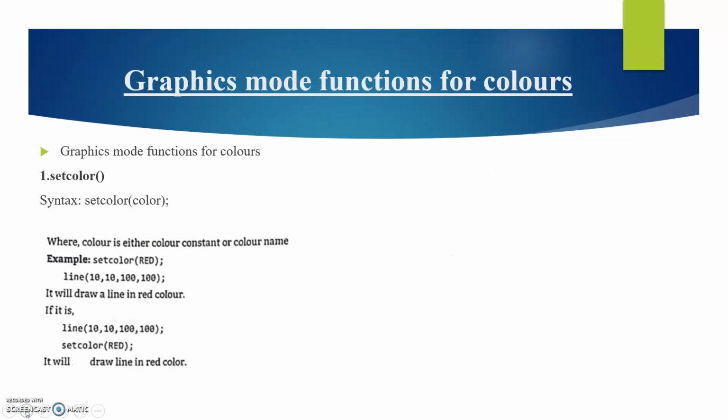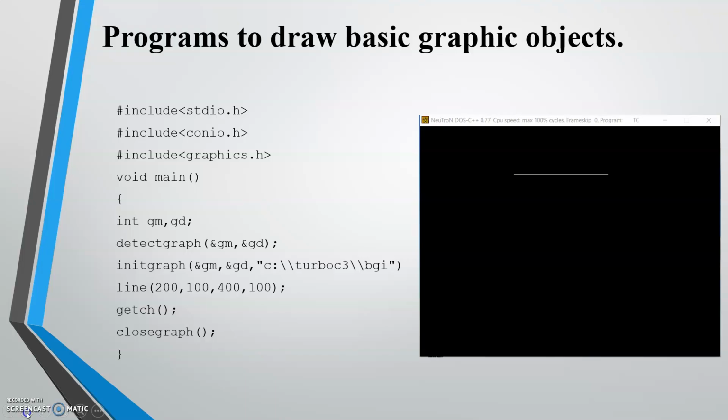The next we have studied graphics mode function. Let's revise. First is setcolor. Syntax is setcolor in bracket color. Here by writing the color name inside the bracket, you can give a particular color.